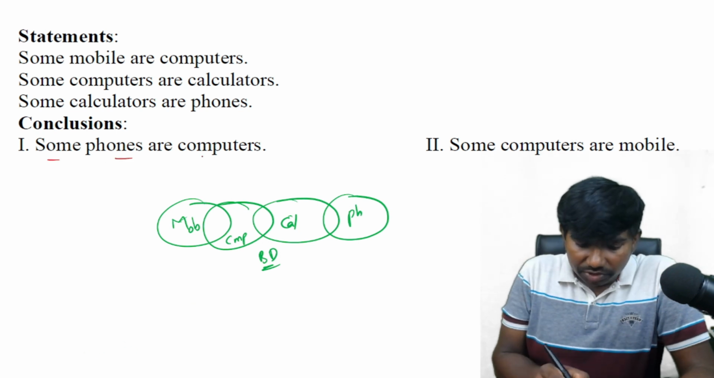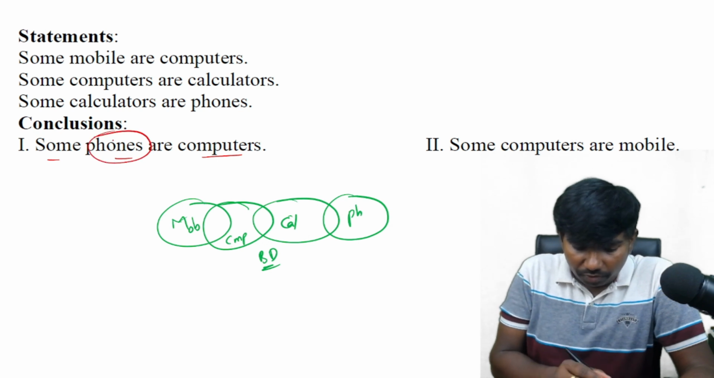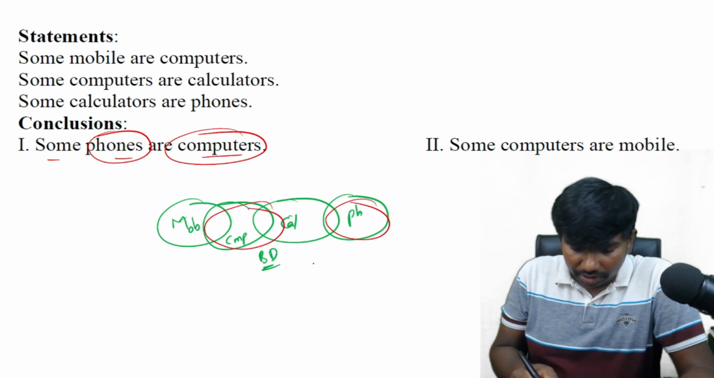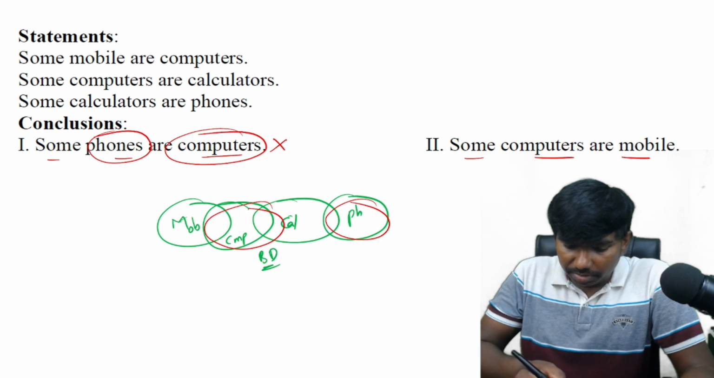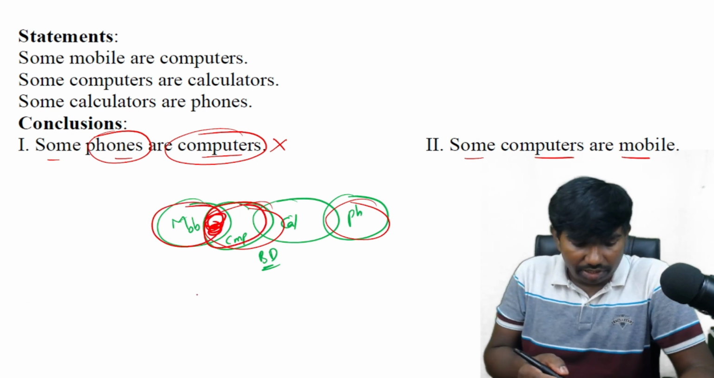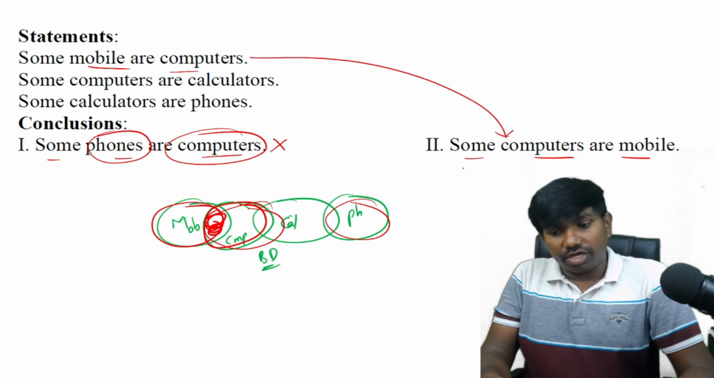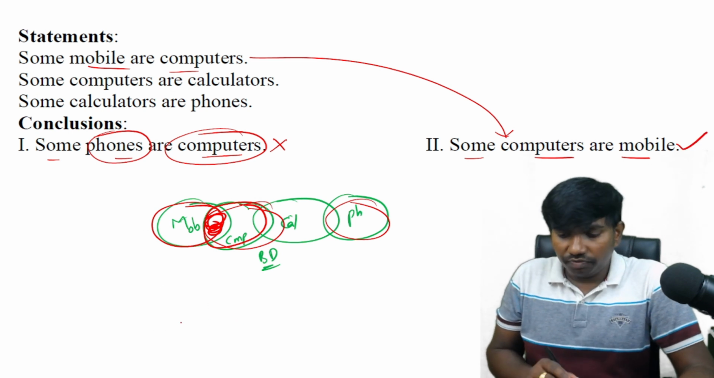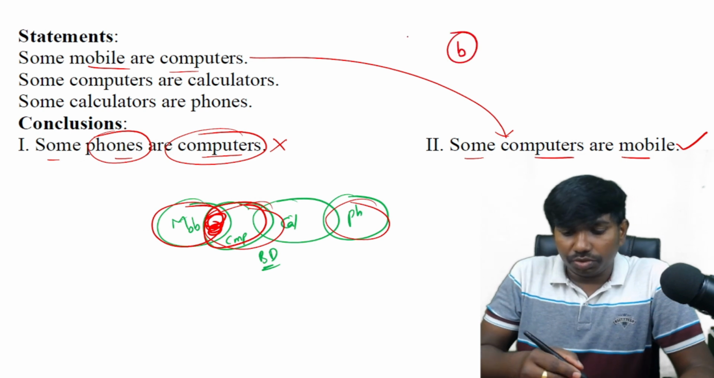First conclusion: some phones are computers. Tell me, is there any direct overlap, direct intersection between the phone circle and the computer circle? There is no direct overlapping. That means this is fail. Next, some computers are mobile. Yes, there is a direct overlap, because this is the computer circle and this is the mobile circle. And even from the statement itself, we can say this is true. The statement itself is a conclusion. It is always true because by considering the statement true, we are concluding the conclusion. That's why. Okay, here the answer is only this conclusion is true, that is option B.